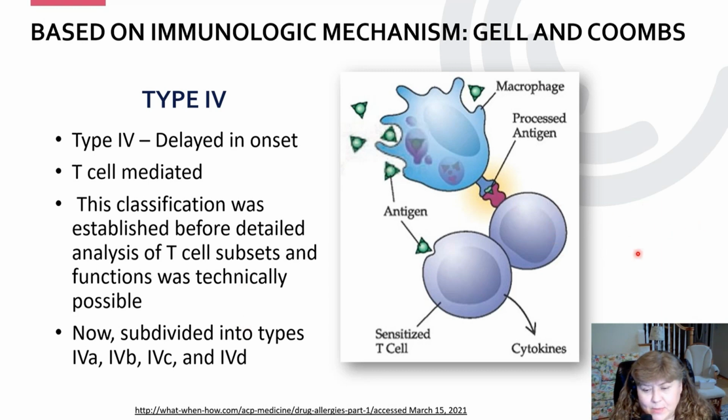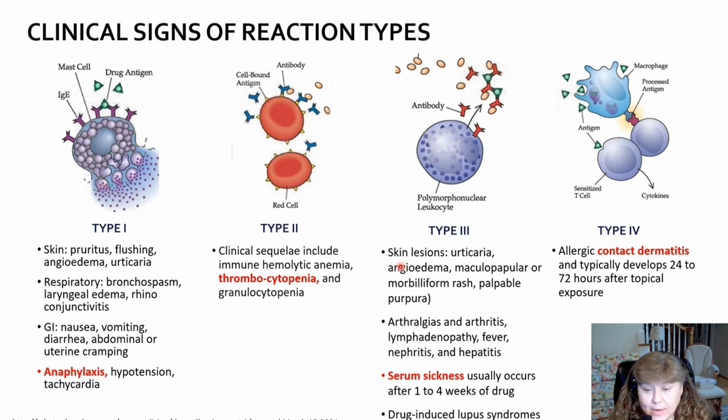In this particular example, you can see a sensitized T cell that takes up the antigen and processes it, and then inflammation is actually implemented through the reaction of the macrophage. So here's kind of a big overview of all of these again.